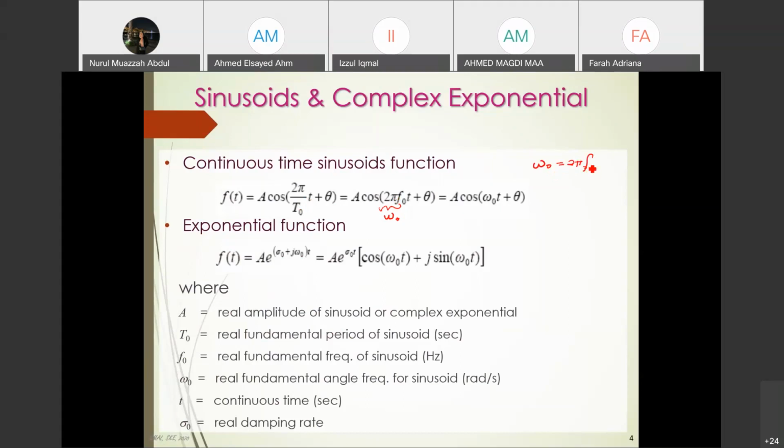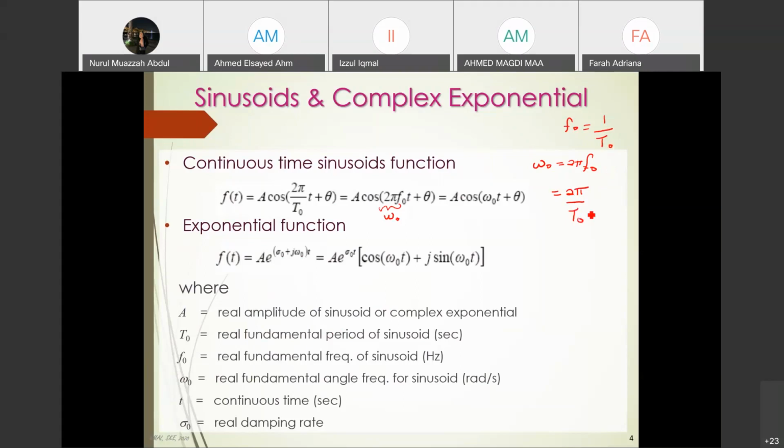Pi is 3.142. And F naught is the fundamental frequency. Why do we say fundamental? It means the smallest frequency for that signal. We will look at this again in chapter 2. So F naught is the frequency, which, if you remember, is equivalent to 1 over T naught. T naught is the duration of the signal. So it is actually 2 pi over T naught.